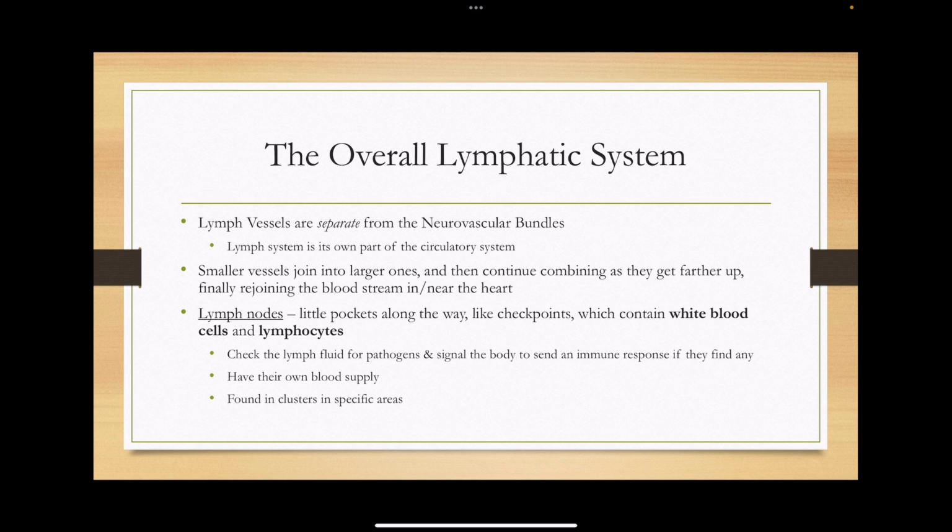The lymph system has special structures in it, though, the most important of which are the lymph nodes. Those are like little checkpoint pockets along the lymph vessels that contain special cells that detect diseases called lymphocytes, as well as a lot of white blood cells. If the lymphocytes find unusual cells in the lymph fluid while they scan, they signal the body that there's a problem and trigger an immune response. The lymph nodes have their own little blood supply and are sometimes found in clusters in specific areas of the body.